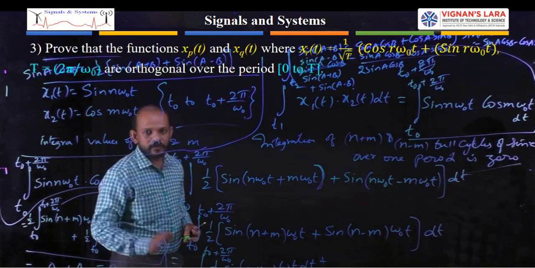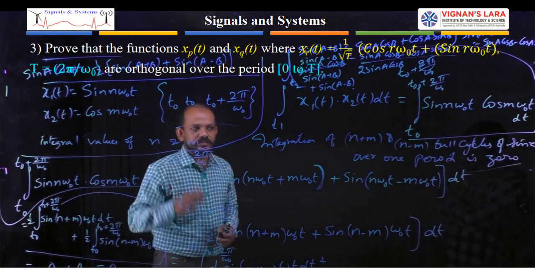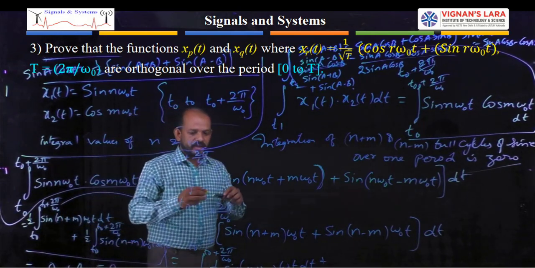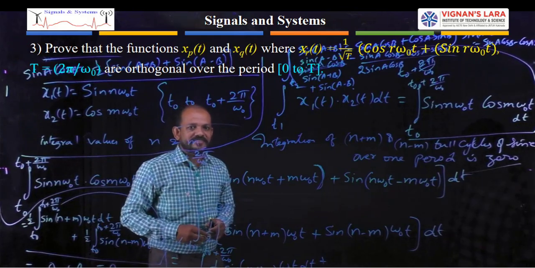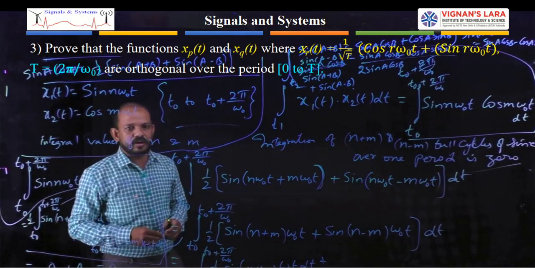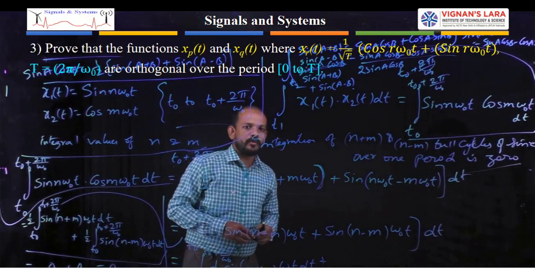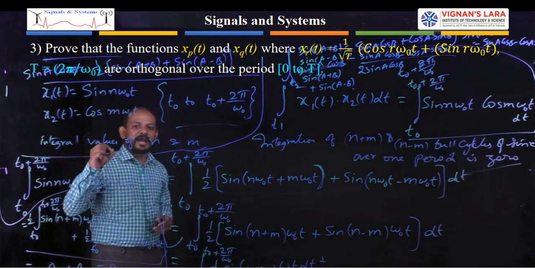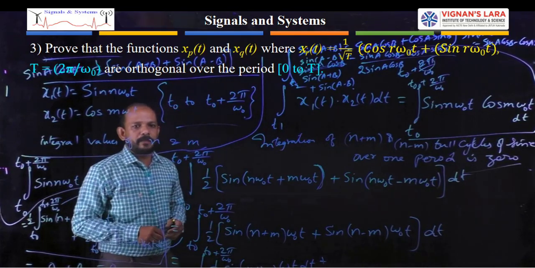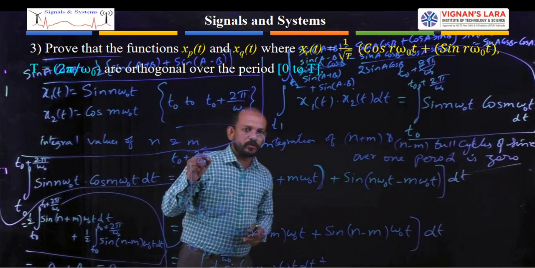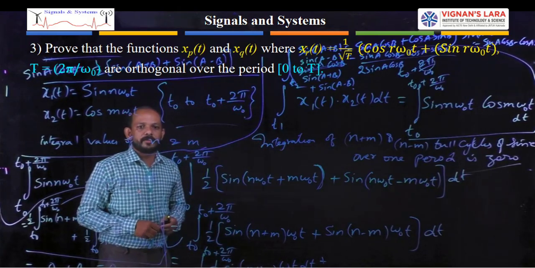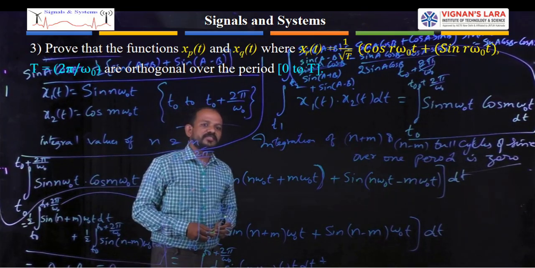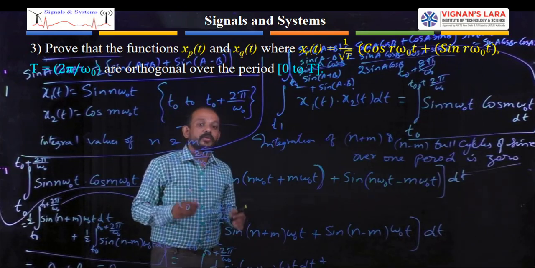Next, the last one is the third one. Prove that the functions xp of t and xq of t, where xr of t equals 1 by root 2 into cos of r omega naught t plus sin of r omega naught t, and the capital T value equals 2 pi by omega naught, are orthogonal over the period 0 to T. So this is for your work. You can do this at your home. So this is for today's class.